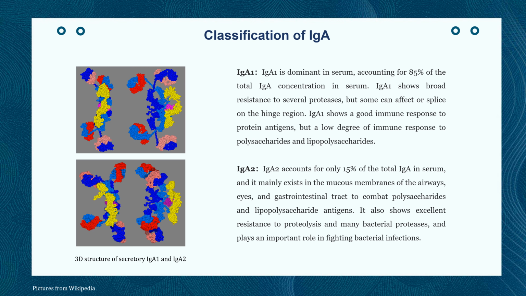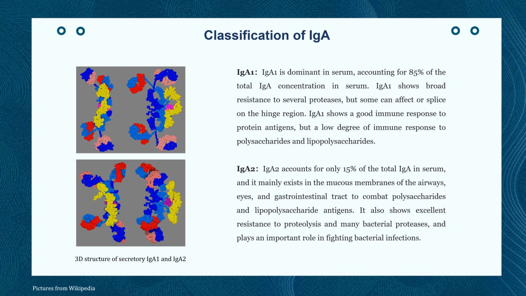There are two isotypes of IgA, IgA1 and IgA2, both of which are highly glycosylated proteins. The proportion of IgA1 and IgA2 secretory cells in different lymphoid tissues varies from each other. IgA1 is dominant in serum, accounting for 85% of the total IgA concentration in serum. IgA1 shows broad resistance to several proteases, but some can affect or splice on the hinge region. IgA1 shows a good immune response to protein antigens, but a low degree of immune response to polysaccharides and lipopolysaccharides.